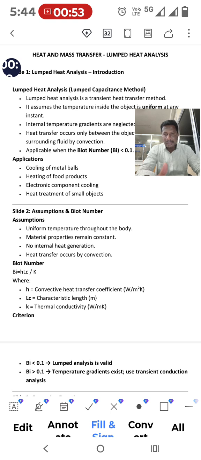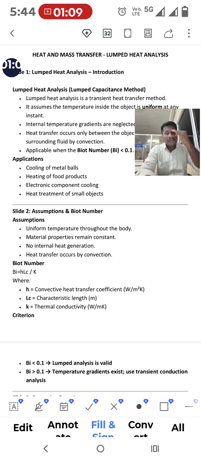Periodic means it varies on a regular basis. The temperature of the substance varies on a regular basis. Here the temperature at any point varies linearly with time. So this is called non-periodic heat flow.